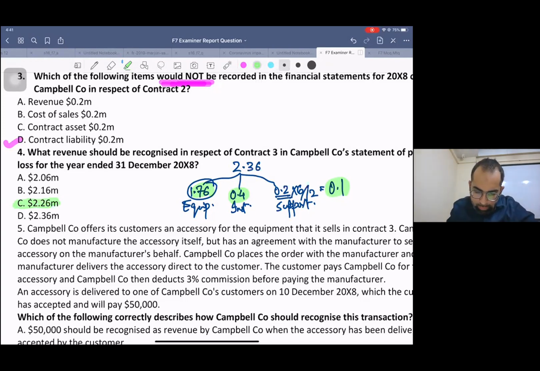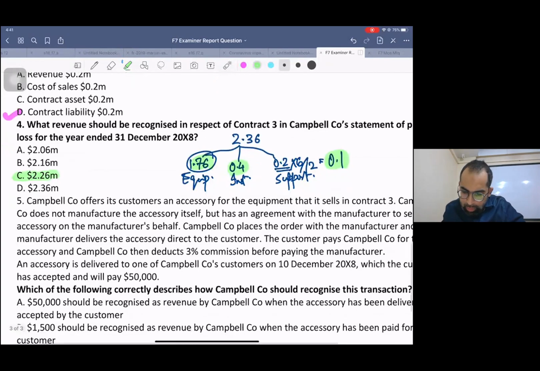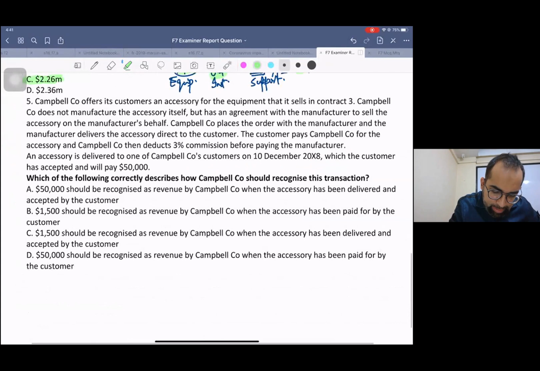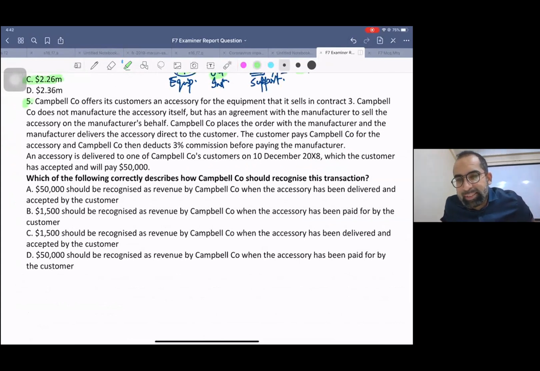Okay, now point number 5. Point number 5 is very, very easy. In my class, I sometimes say this loudly: if you have done F4, the law paper, you have studied that the right of an agent is only commission. The right of an agent is commission income.